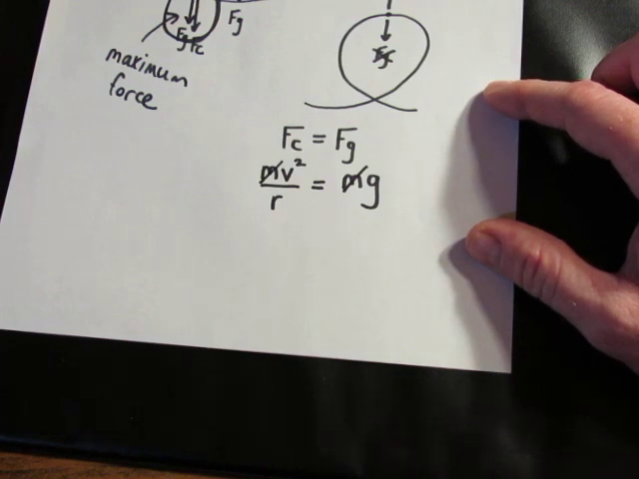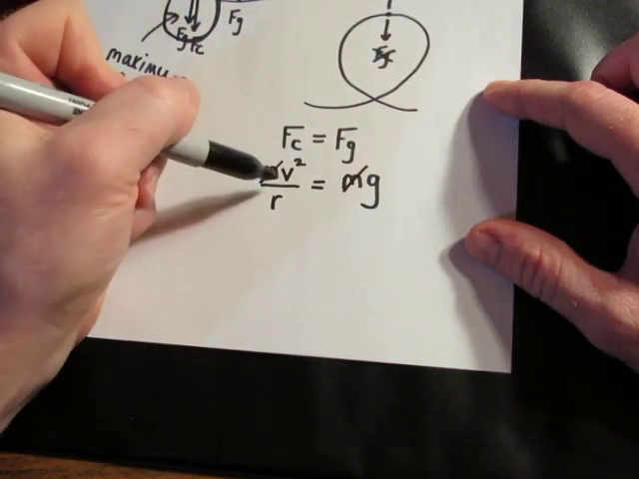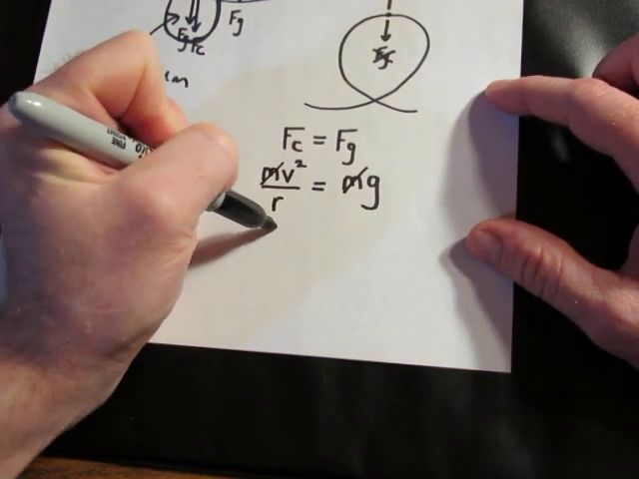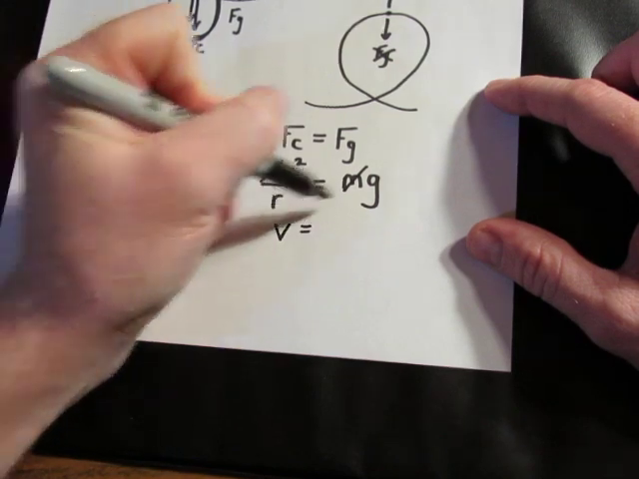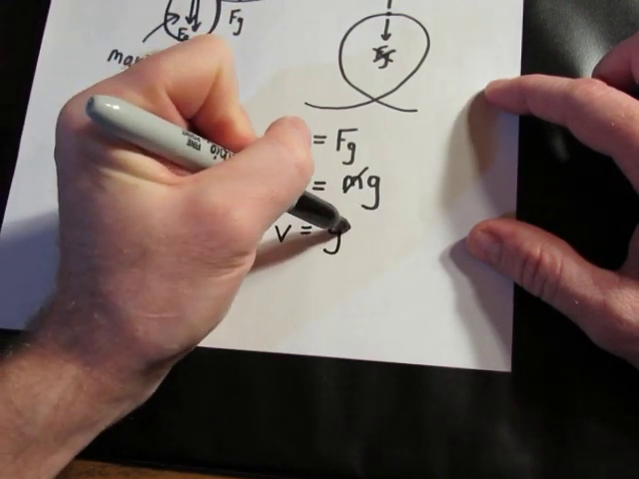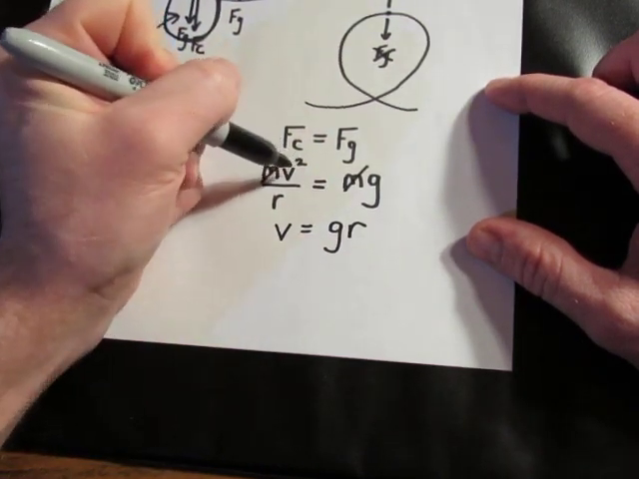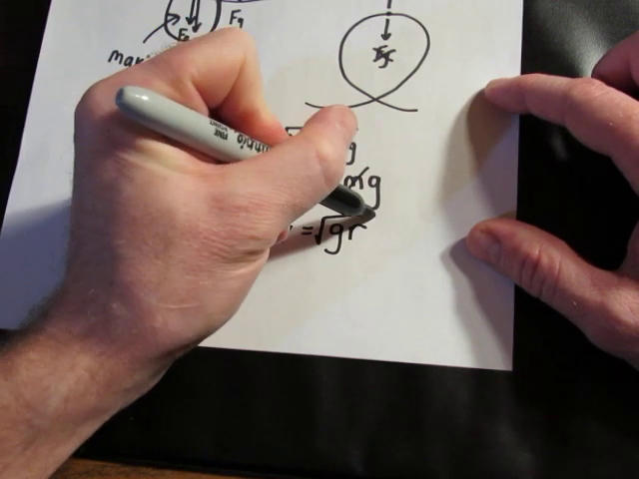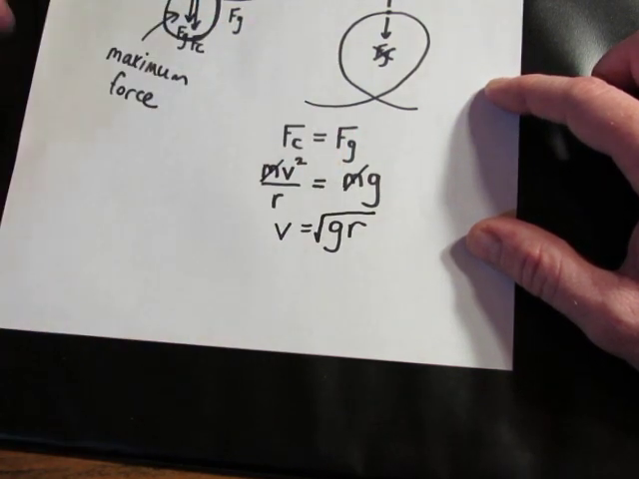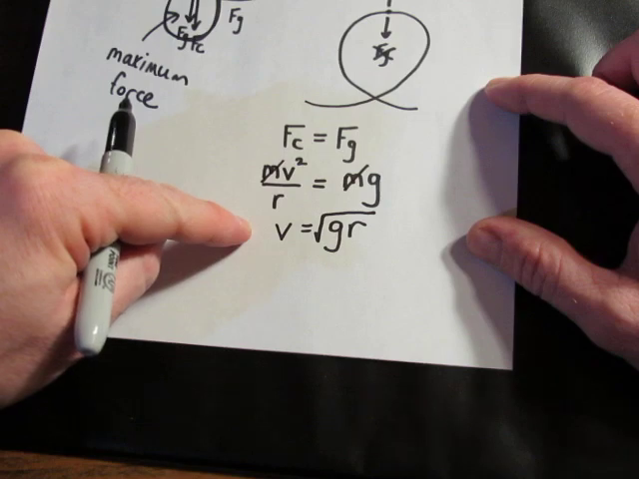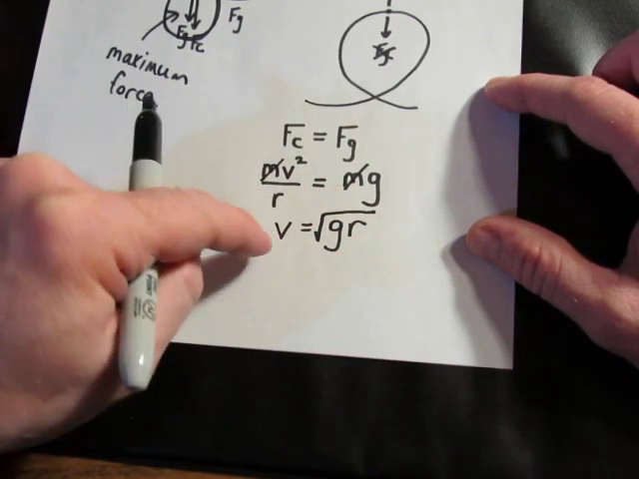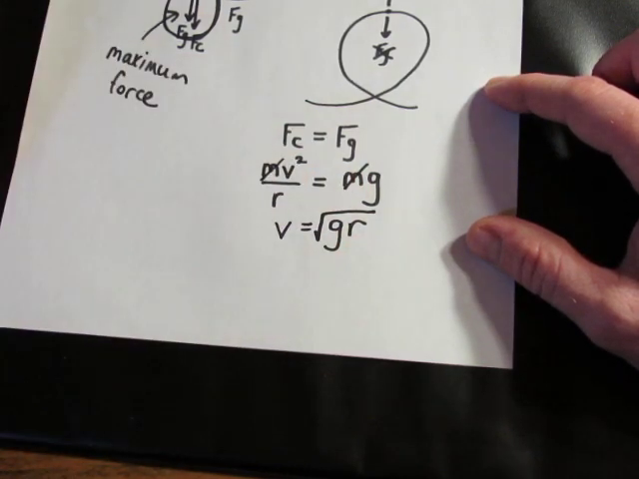Now, what was the question asking? It was asking for the minimum speed. So we need to solve for v. And if you isolate for v, v is going to equal, bring the r over, it's going to be gr, and then this was v squared, so you'll also take the root of the right-hand side. And this isn't a formula that you should remember. This is just a rearrangement of the equation of these two forces.